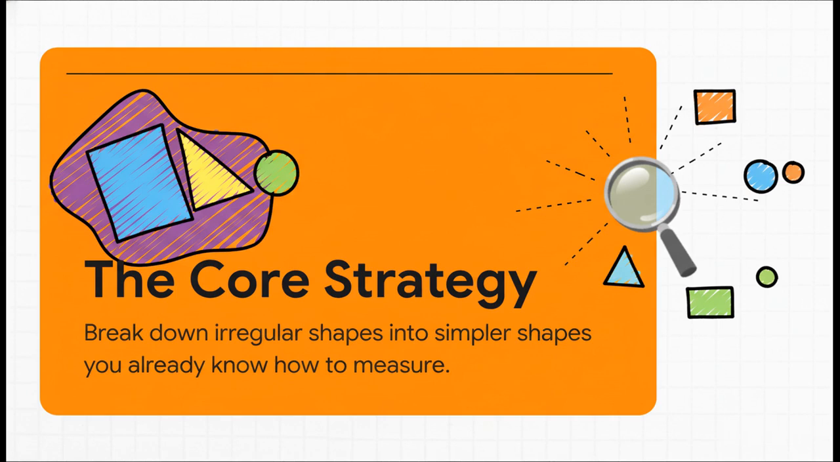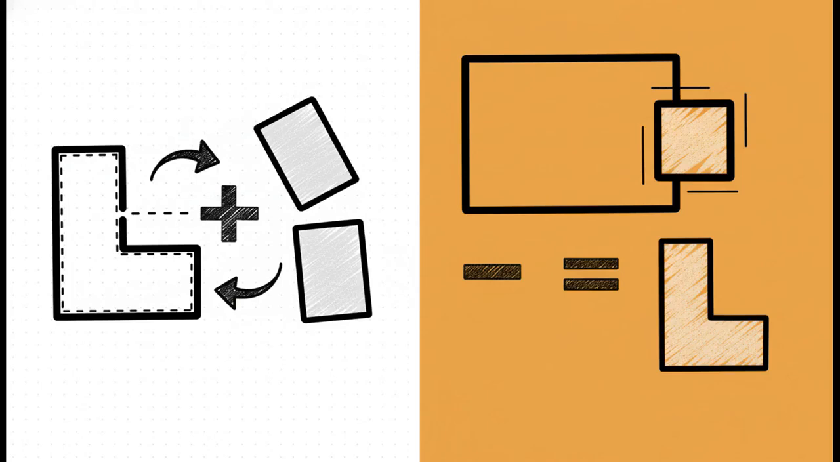So this strategy really has two different flavors. First, you've got the add strategy. This is where you break a weird shape into smaller, manageable pieces and just add their areas together. Then you have the subtract strategy, where you do the complete opposite. You imagine a bigger, simpler shape and then just cut away or subtract the area of the parts that are missing. They're really just two sides of the same brilliant coin.